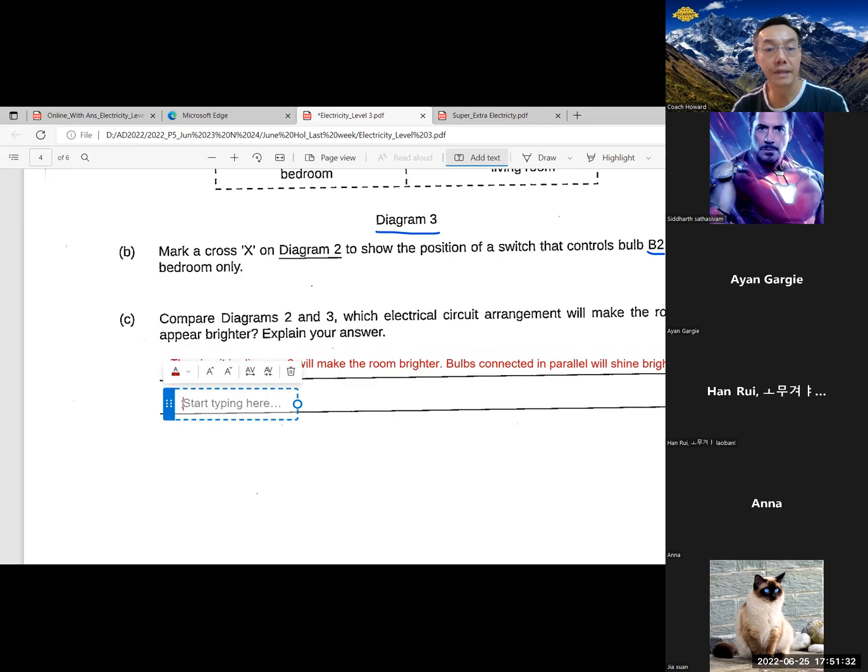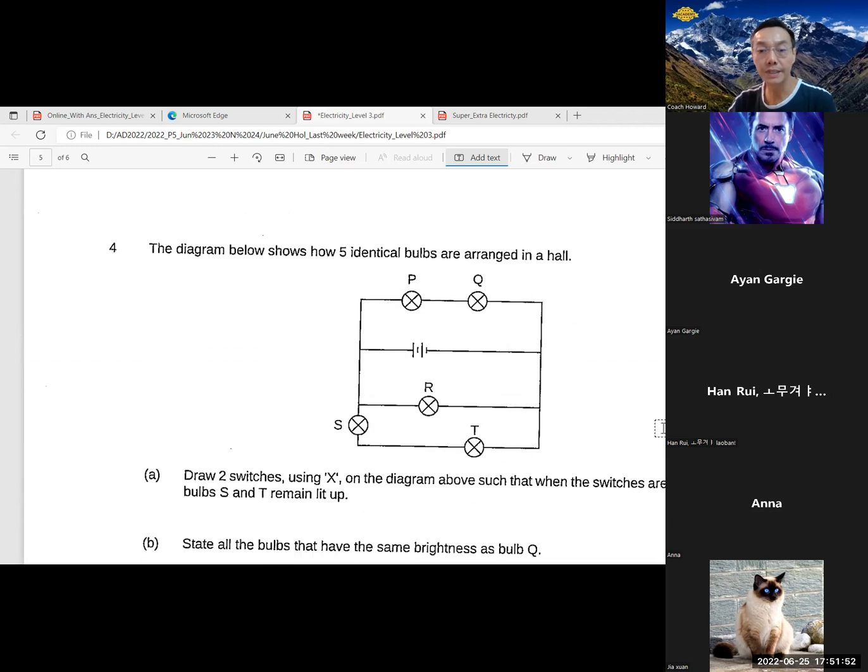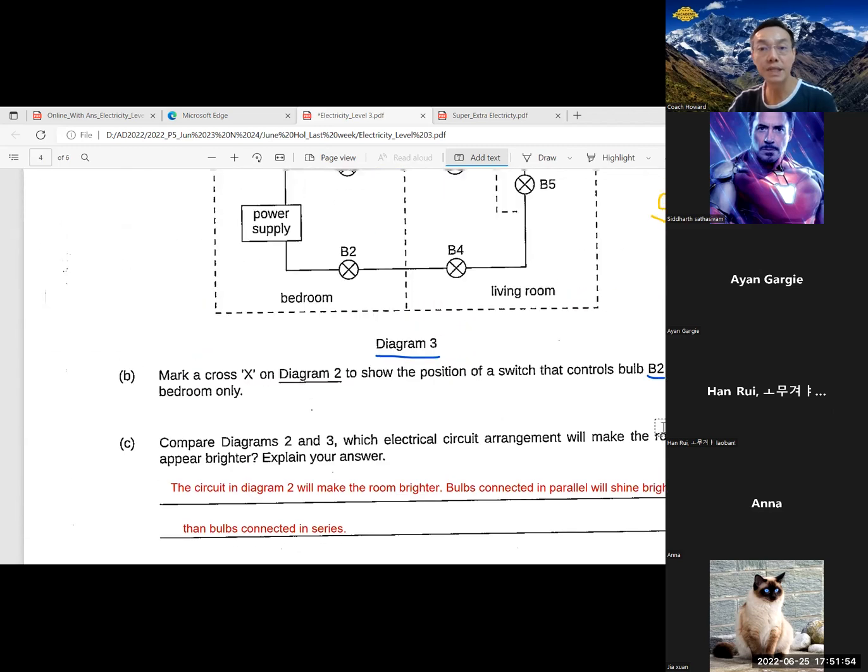than bulbs connected in series. This is the theory part. So this is the answer for this. I will do a screenshot. Okay, next one. Let me send over this one first.